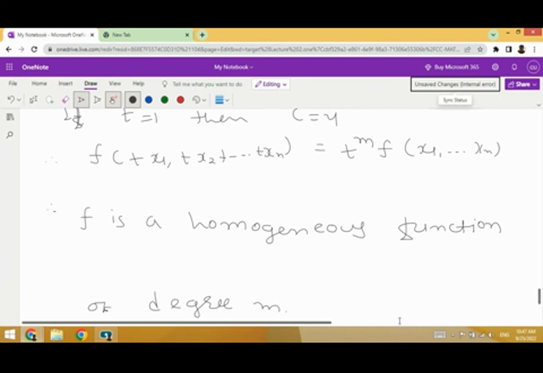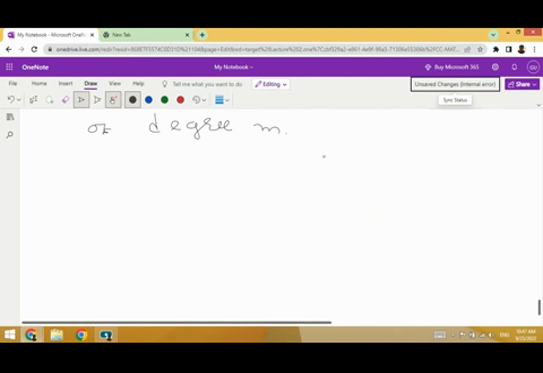That's it. Here we completely prove this theorem. Now in the next lecture we are going to learn about the corollaries of this theorem. Thank you.